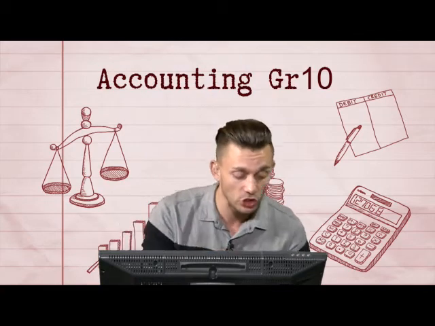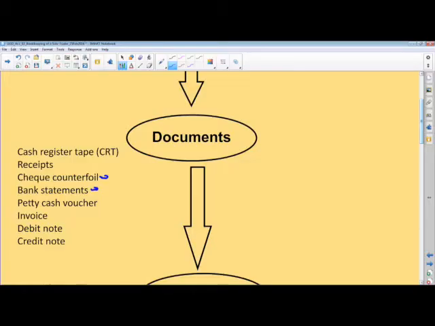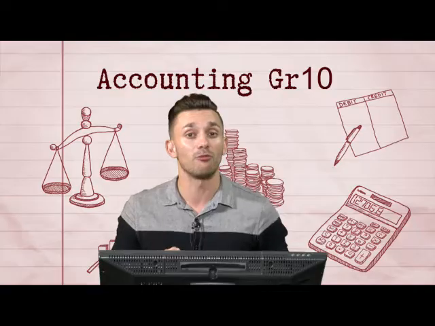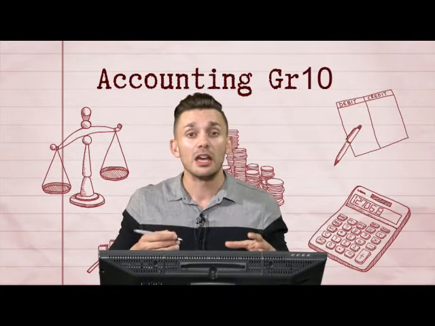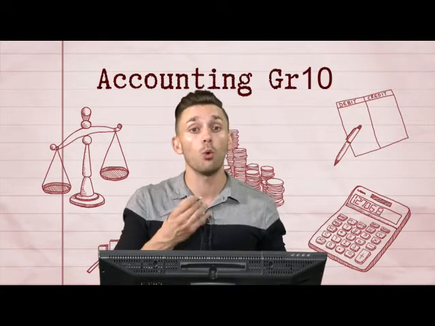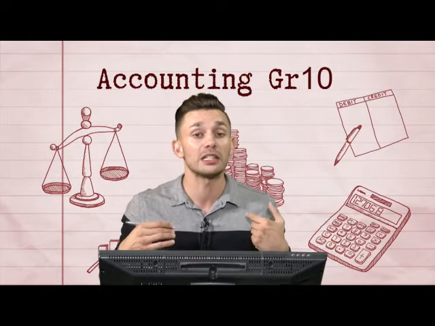Great, let's continue. The next one we'll look at is petty cash voucher. Now remember, we have petty cash as an asset. We have money in the business in a small little tin. We keep it safe in that tin. And whenever we need to buy small things, so small cash expenses, we can use some of this petty cash.